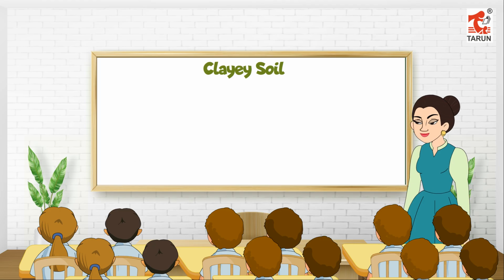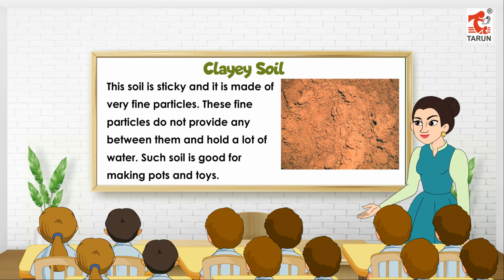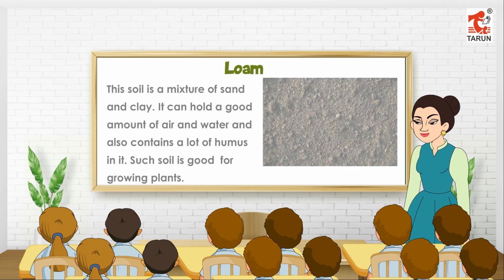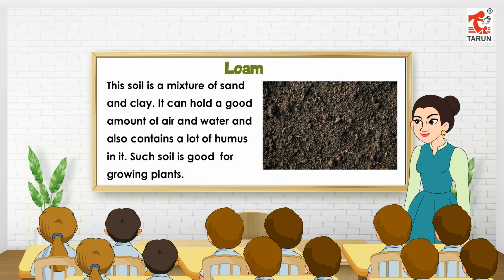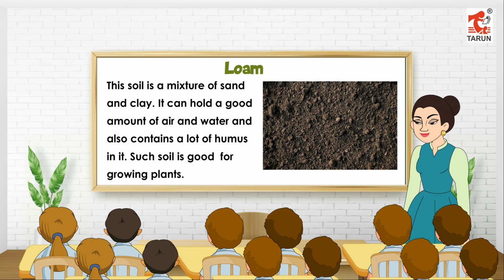Clayey soil. This soil is sticky and it is made of very fine particles. These fine particles do not provide any air space between them and hold a lot of water. Such soil is good for making pots and toys. Loam. This soil is a mixture of sand and clay. It can hold a good amount of air and water and also contains a lot of humus in it. Such soil is good for growing plants.